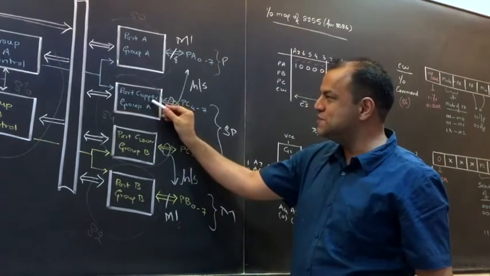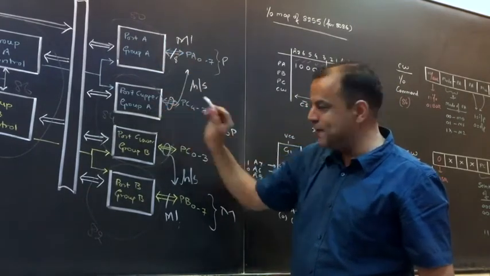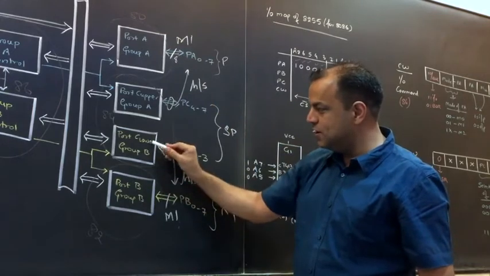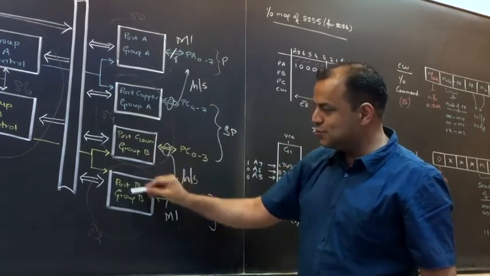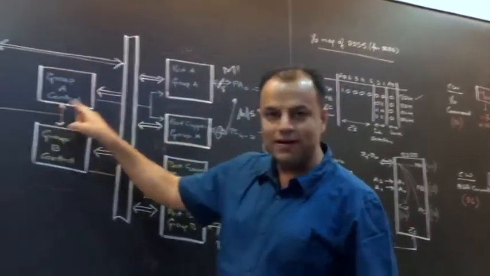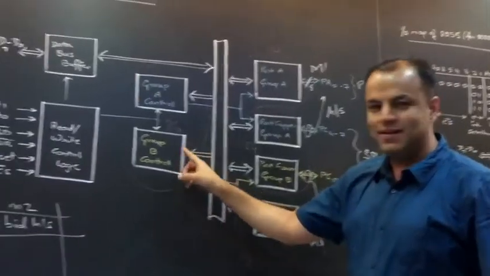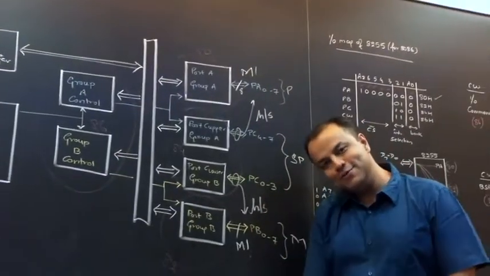This is called port C upper, which works with port A. So together it's called group A. Similarly, port C lower works with port B. So together they are called group B. Group A is controlled by the group A control logic. Group B is controlled by the group B control logic. Tell me, did you understand?